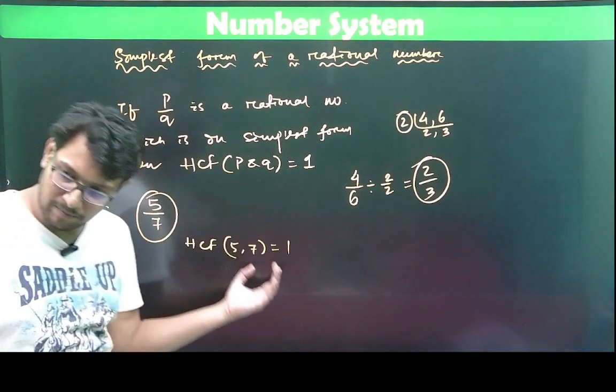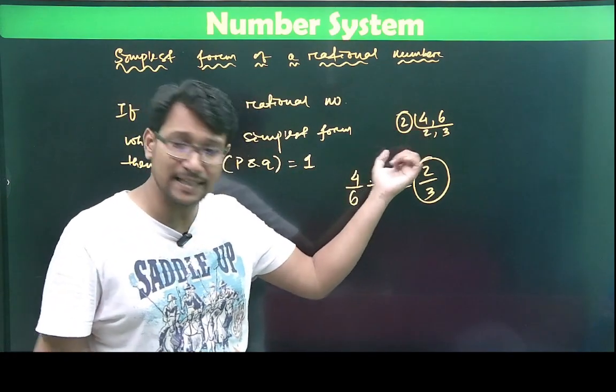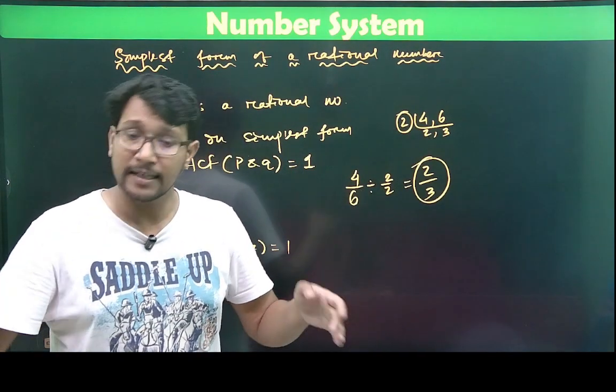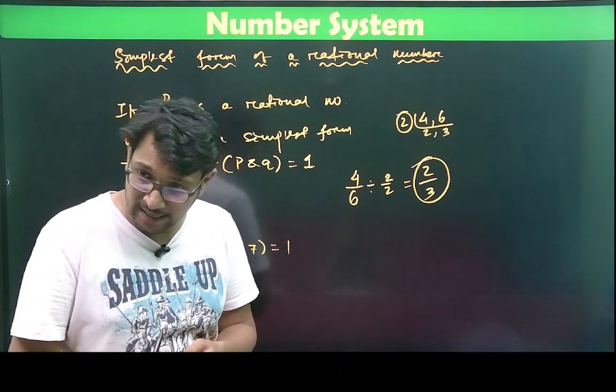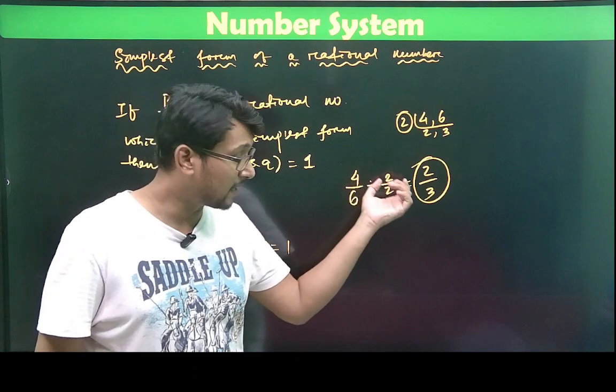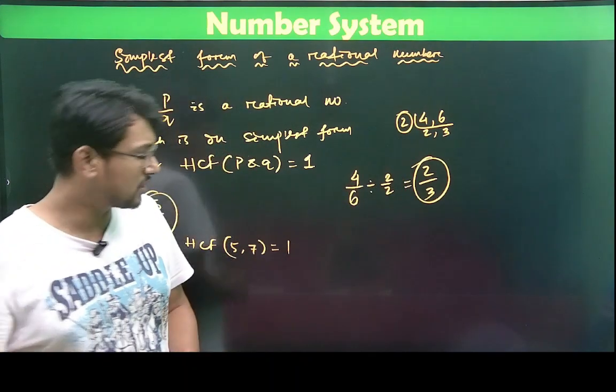So which is in simplest form? HCF should be 1. If the HCF is not 1, it is not in simplest form. Then how can we make it simplest? Divide both the numerator and the denominator by their HCF. Okay, now you check and tell me.